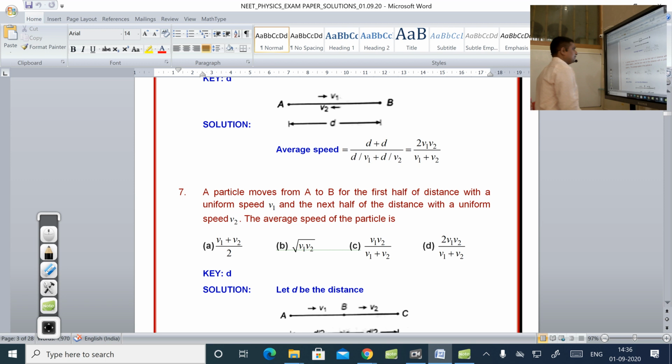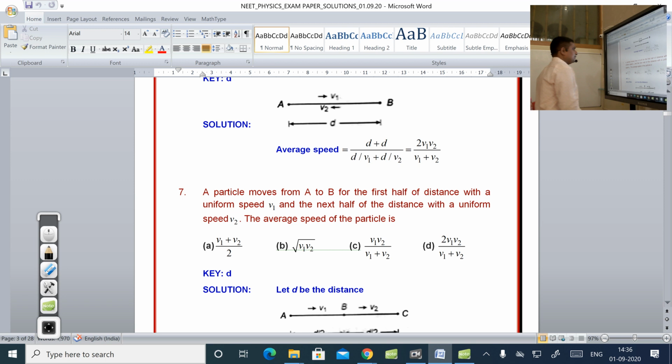Next, ninth one: a car travels half the distance with a constant velocity of 40 meters per second and the remaining half with a constant velocity. This is also simple, okay. So same model. One car moving on a straight road covers 1/3 of the distance with 20 kilometers per hour and the rest with 60 kilometers per hour. What is the average speed?